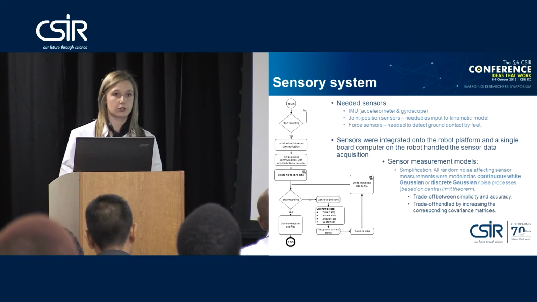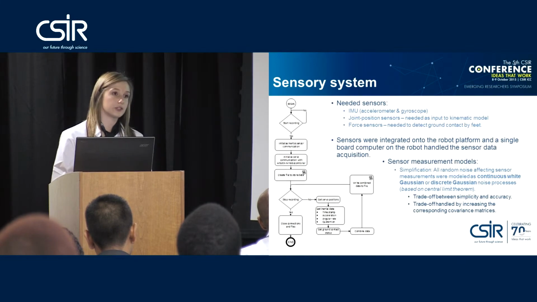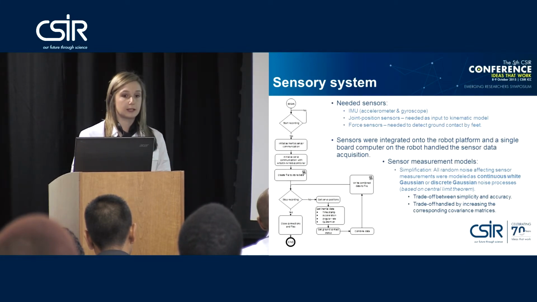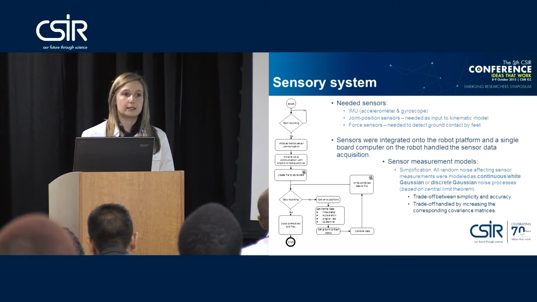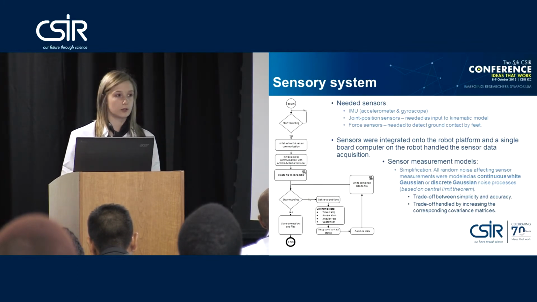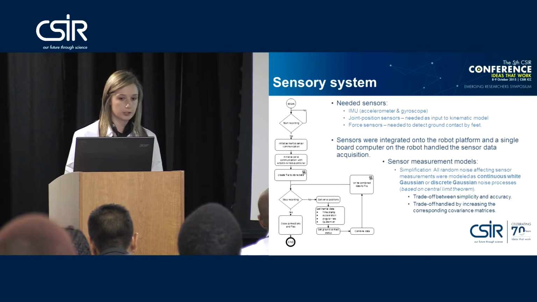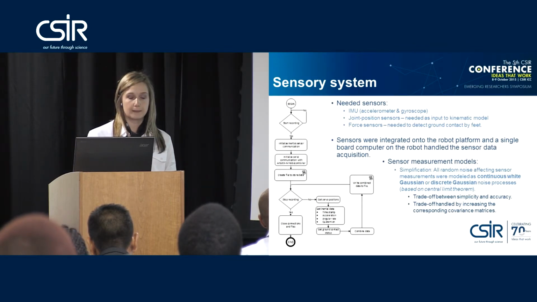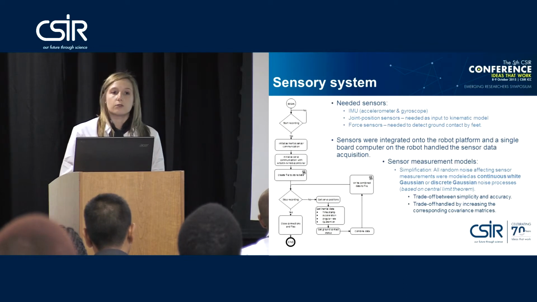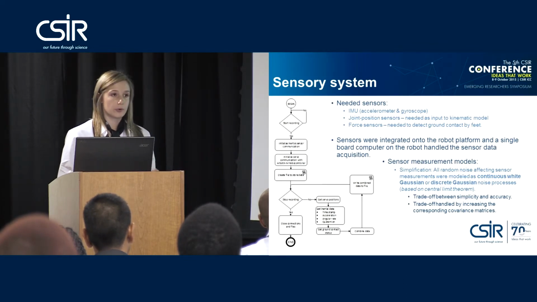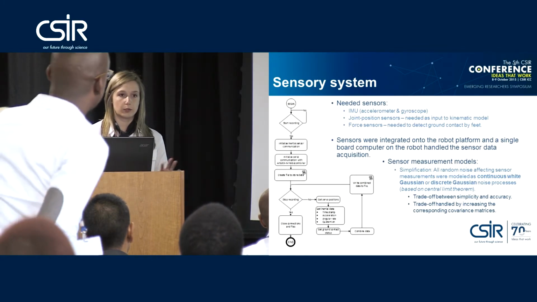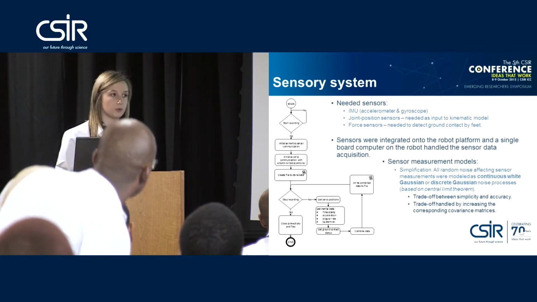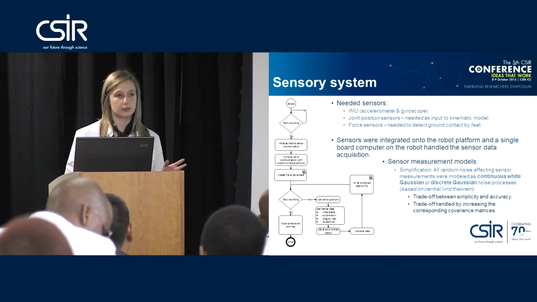Again, taking into consideration all the requirements, a sensory system was designed. It consists of an IMU that was mounted onto the robot, joint position sensors that were already included in the robot's servo motors, which were used as input to the kinematic model, as well as 4 sensors that were integrated into the robot feet to record accurate ground contact of the feet. All of these sensors were integrated onto the robot, and a single board computer was used to handle the sensor data acquisition.